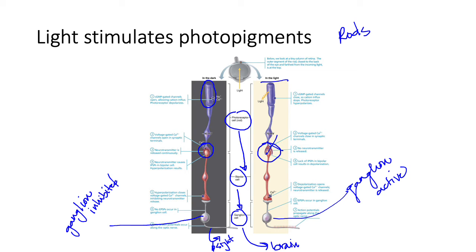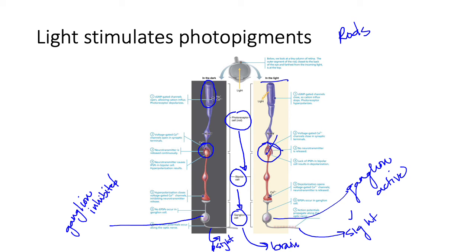And it's going to send a signal to the brain that says, I'm seeing something. I have sight. So in the dark, we are basically turning off this final ganglion cell. When light strikes our photoreceptors, we change that communication pathway so that this final ganglion cell tells our brain that we are seeing something.